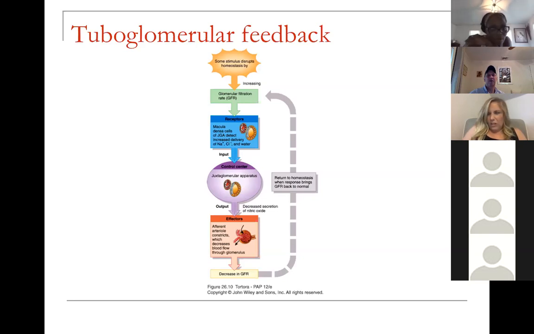I'm sorry, repeat the question again. Where have we heard juxtaglomerular apparatus before? Is it in the respiratory? Unfortunately, no, young lady. Remember, we used it for our RAA pathway? Oh, yeah, you were thinking you were going to get through the semester without ever seeing that again. Sorry, no, but we'll come back to that later.